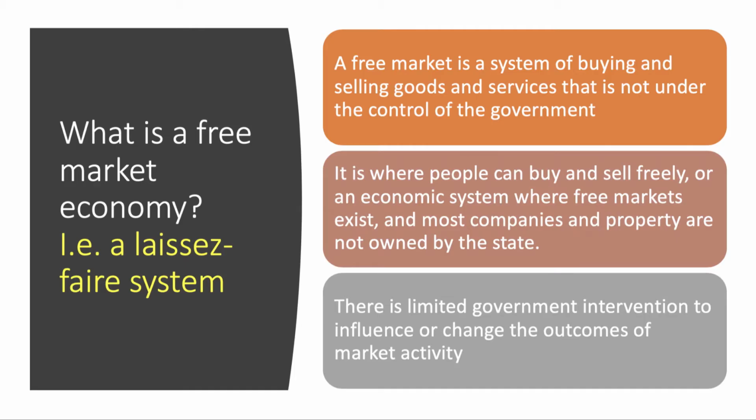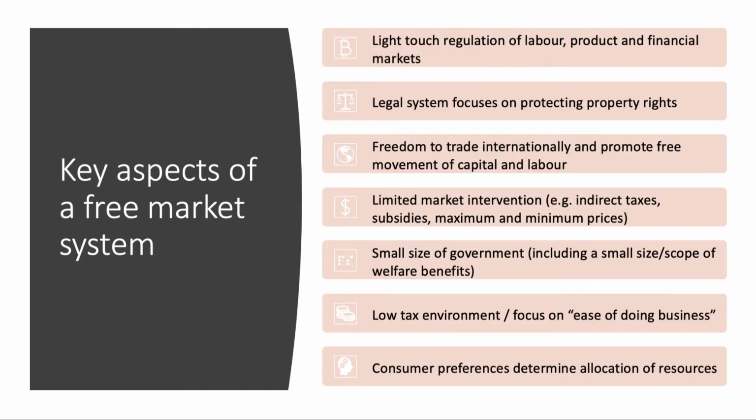Crucially, there is a lack of government intervention. There's limited intervention to influence or change the outcomes of market activity. Goods and services are distributed according to the price mechanism as opposed to some form of price control. There are many different aspects of a free market system. In its purest sense, it's where the economic problem of what to produce is solved by consumers expressing their tastes and their preferences in their patterns of spending.